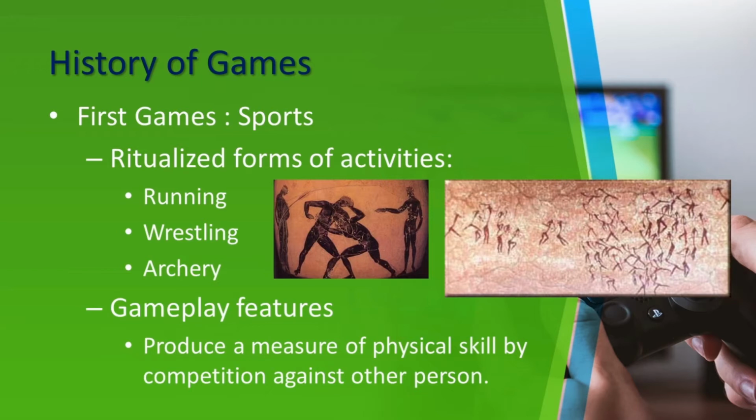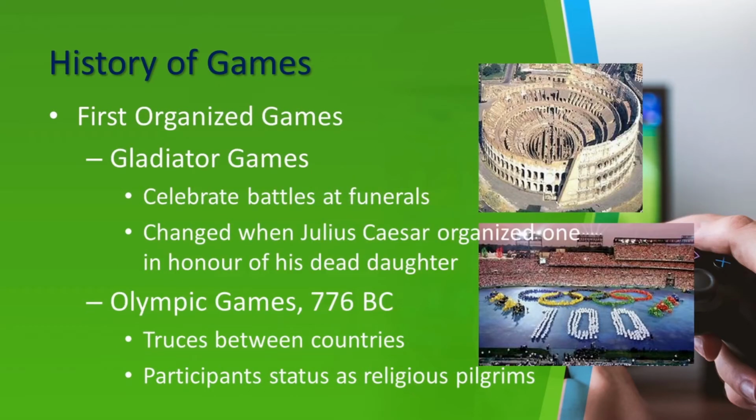Competition. Gameplay features: produce a measure of physical skill by competing against another person. So let's say, for example, who's the faster runner, who's the better wrestler, and who's the player who can have accurate shots using the bow and arrow. These are the first form of our games.